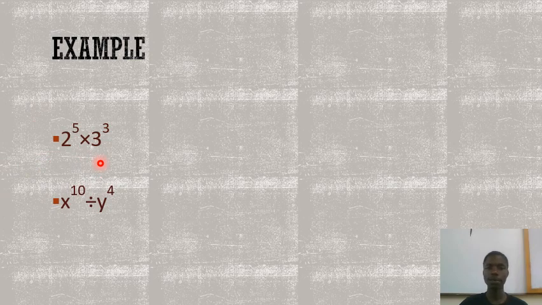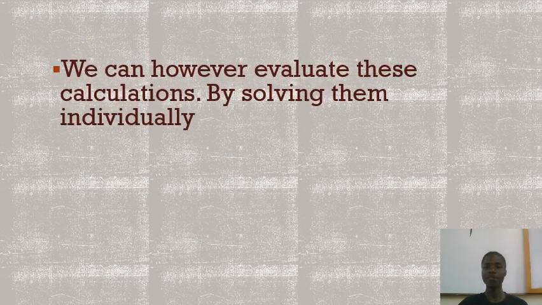And x raised to power 10 divided by y raised to power 4 cannot be used because of the different bases. But we can, however, evaluate this calculation by solving them individually. Maths always has answers. That's the funny thing. Because the bases are not the same, and laws of indices don't apply there, it doesn't mean the question is done. No. If the bases are different, we solve them individually.